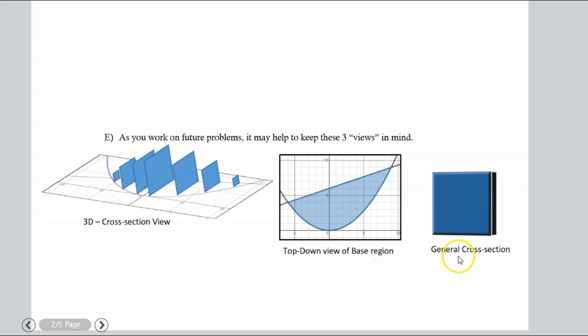And then the third is the general cross-section view. This is useful for thinking about what the volume of my general slice is, whether it be a square, a triangle, a circle, a semicircle, anything like that. So what is the volume of that general cross-section, so that I can add all these up. It's usually nice to get these in terms of b, because b is typically just the difference between a couple of curves. So those are the three views to keep in mind as you go through. Again, we'll do a couple more examples with different shapes in the next video.